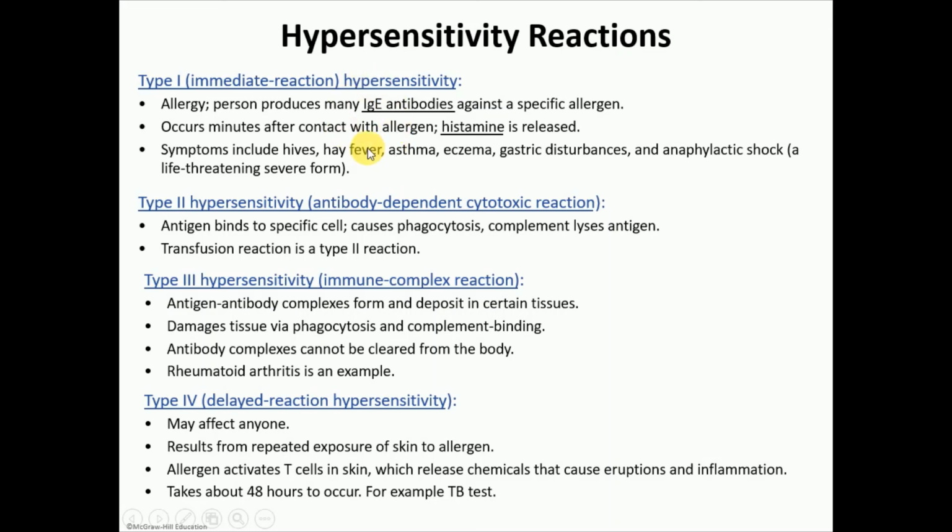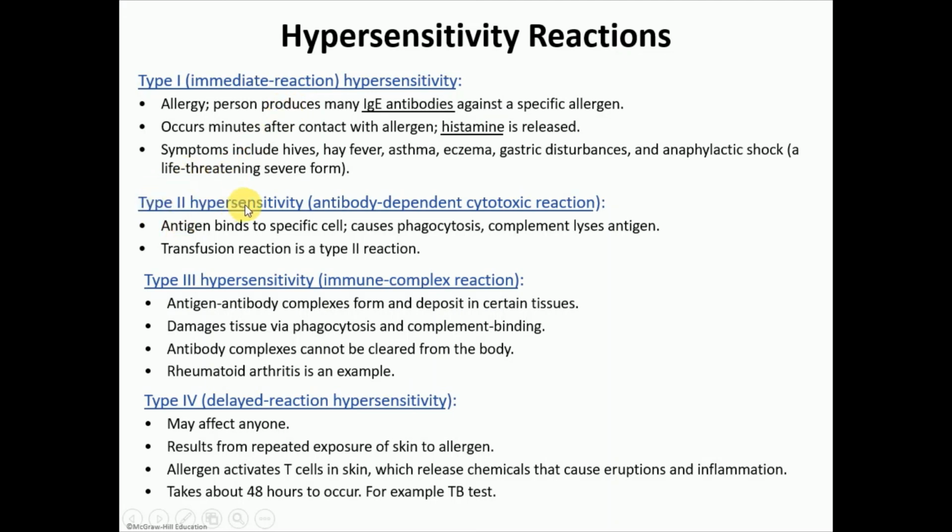It's mediated by immunoglobulin E. For example, the production of hives, hay fever, asthma, eczema, gastric disturbances, or even anaphylactic shock, which is a life-threatening severe form of type 1 hypersensitivity. So these are, again, immediate reactions that occur within seconds or minutes of exposure to what you're allergic to.